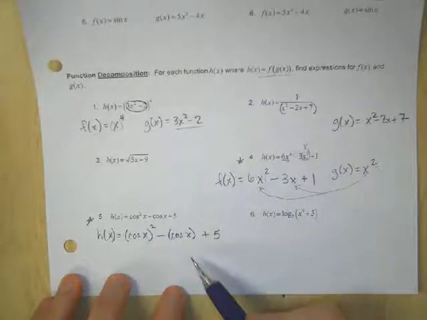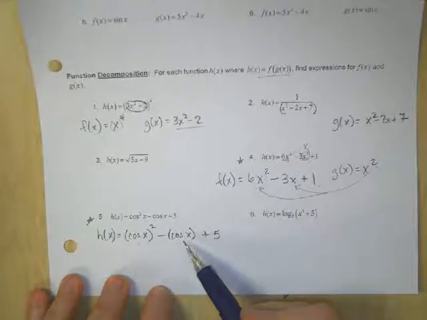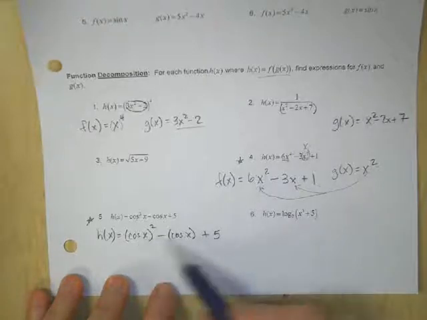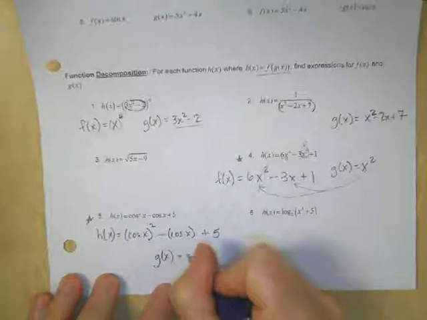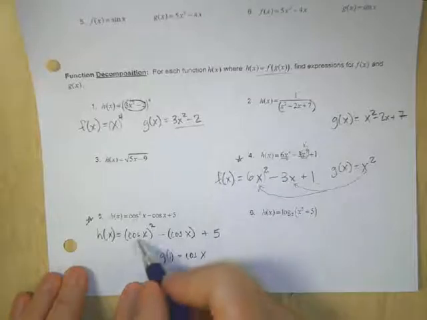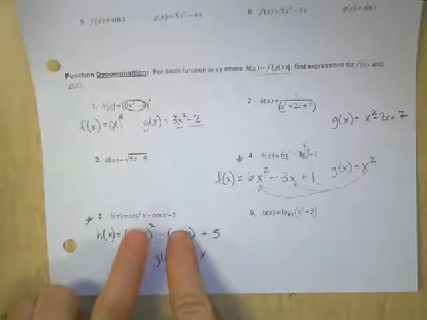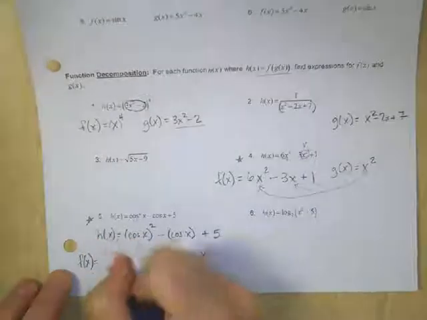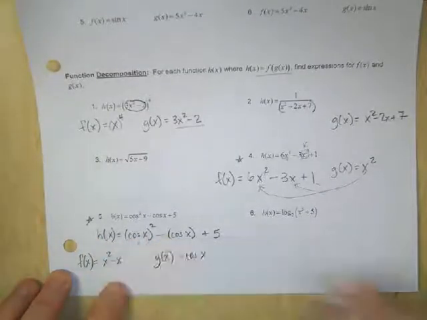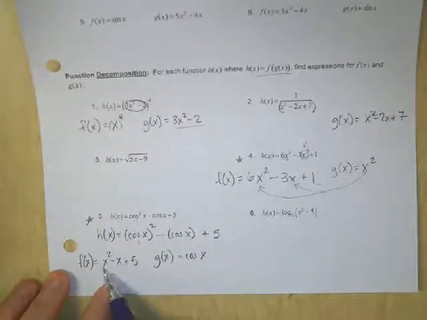What's different about this, though, than the earlier trinomial is that instead of having x squared and x, it has cosine x. So let's get rid of the cosine x. My g of x, the thing in the parentheses, is cosine of x. If I take those out and just think of those as x, I have x squared minus x plus 5. So my f of x is equal to x squared minus x plus 5. And if I substitute cosine of x back into both of those x's, I would get this. Okay, I'll let you do the rest without me.